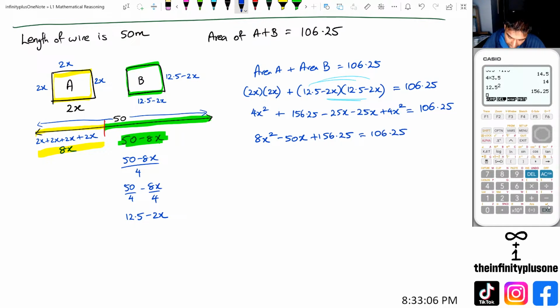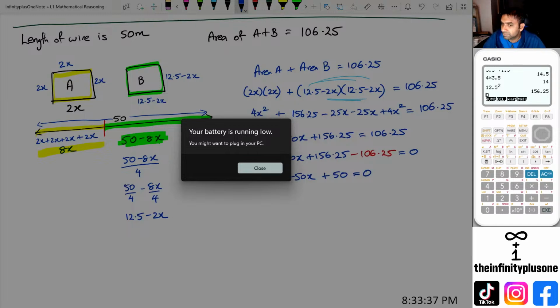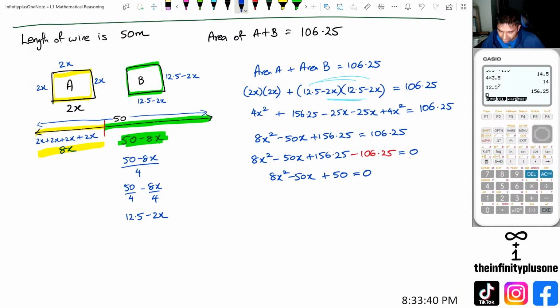I hope this is going to work out. I'm so nervous. Rearrange this. So 8x squared minus 50x plus 156.25, take away 106.25, and all of this is equal to 0. So we're going to get 8x squared minus 50x plus 50. Is that right? Have I done something wrong? I hope not. Okay, let me just chuck this up on the calculator.